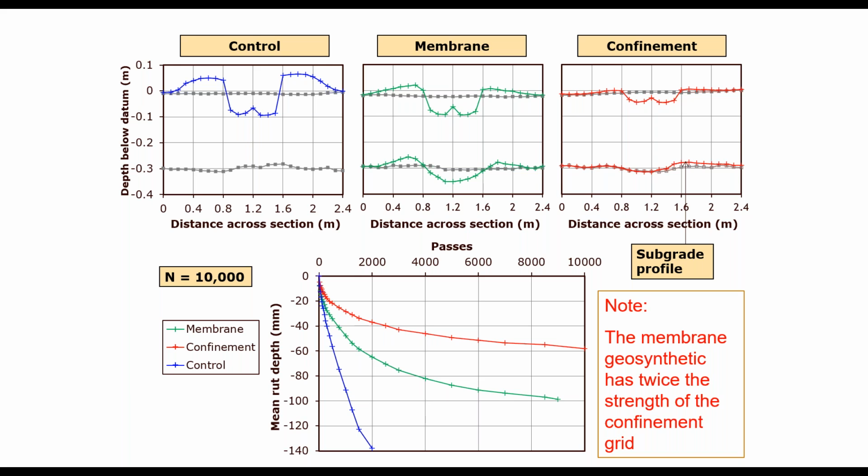The membrane section has developed pronounced rutting with heave on either side of the ruts. Surface rutting is 100 millimeters. There is also significant rutting in the subgrade that mirrors the surface profile. In contrast, the confinement section has much less surface rutting, only 60 millimeter rut depth, and virtually no deformation at the subgrade level. It's important to note that the woven geogrid membrane product used here has twice the tensile strength of the confinement geogrid. The TRL program and other research work has proven that tensile strength is not an indicator of performance.